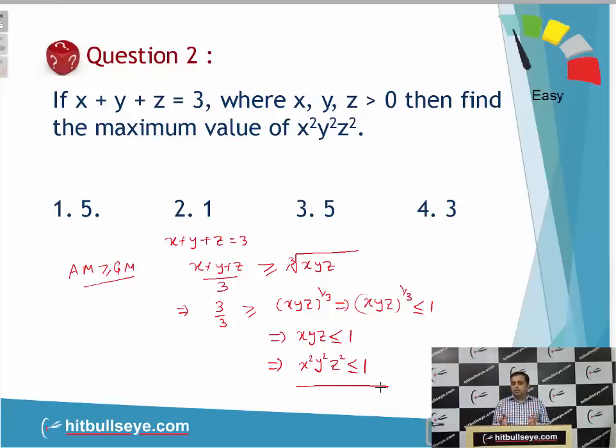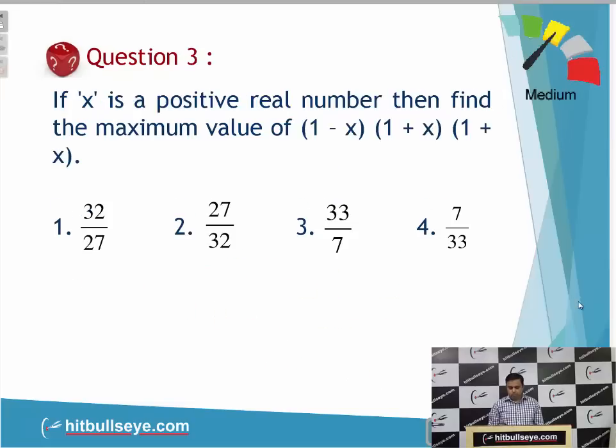So the question is asking about the maximum value. Yes, it is equal to 1, and all the other values will be less than 1. So this was again a very direct approach of the concept. So now come to the next question. Here the question says that x is a positive real number, then find the maximum value of (1 minus x) into (1 plus x) into (1 plus x).